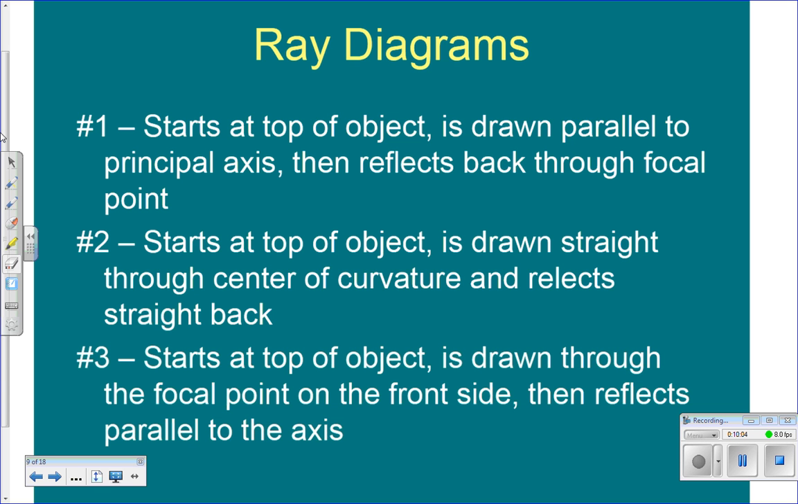Ray number 2 would start at the top of the object and is drawn straight through the center of curvature. Because of that angle, when it hits the mirror on the other side of the center of curvature, it reflects straight back through the center of curvature. So basically, we just have a straight line. Ray number 3 starts at the top of the object and is drawn through the focal point on the front side, and then it reflects back parallel to the principal axis.